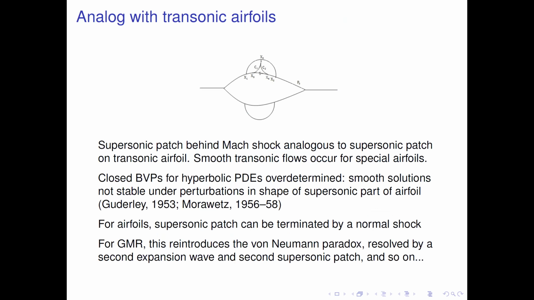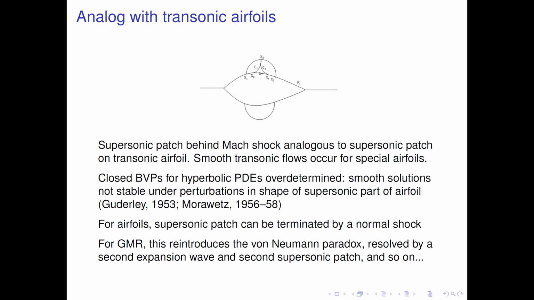So this is what I was just saying, that there's an analogy between these problems and the question of transonic airfoils. You take an airfoil here, and let's say you have flow coming in at Mach numbers less than 1. The flow accelerates over the airfoil, and then you get this supersonic patch where the flow goes faster than the speed of sound. So out here, it's elliptic subsonic flow. In here it's supersonic hyperbolic flow.